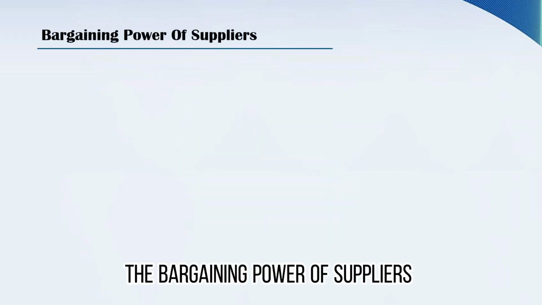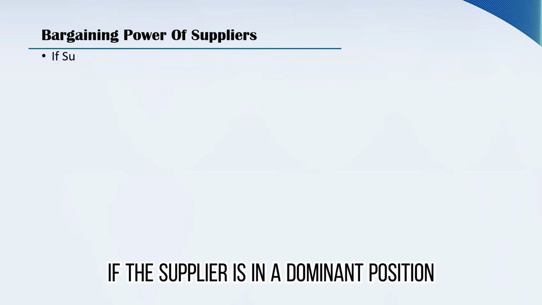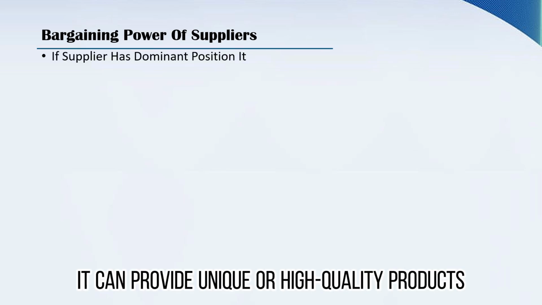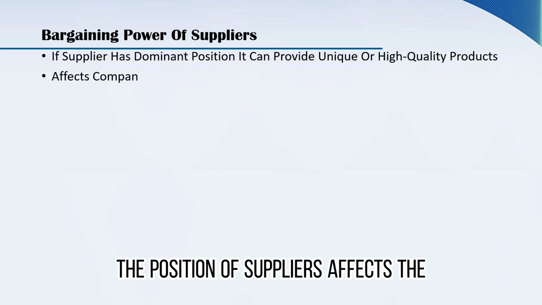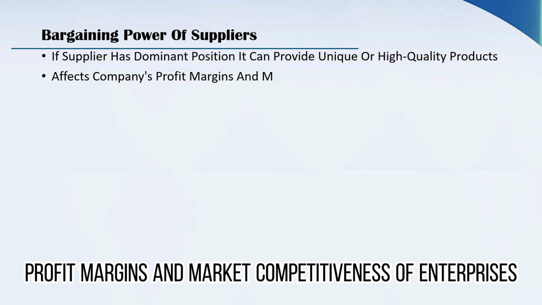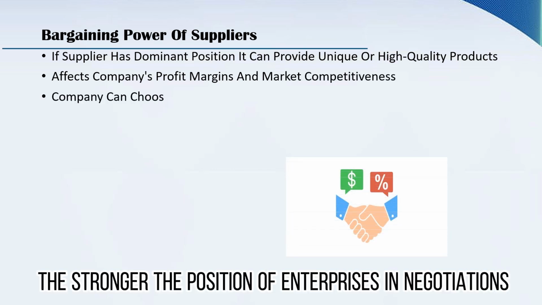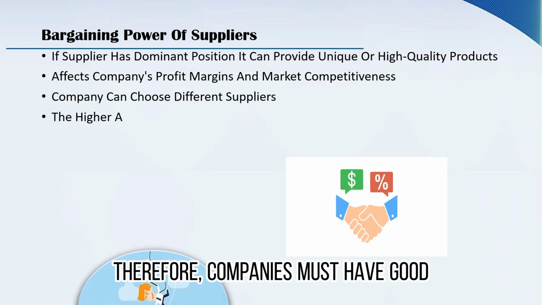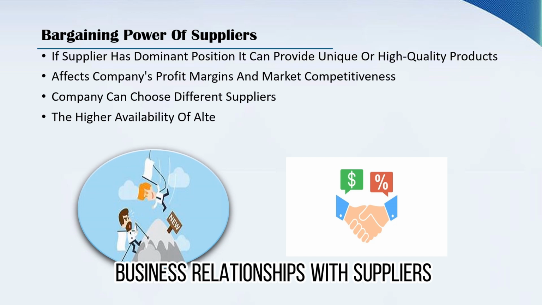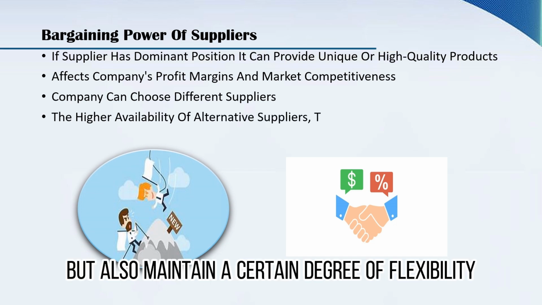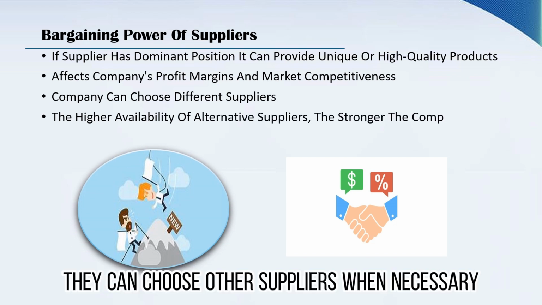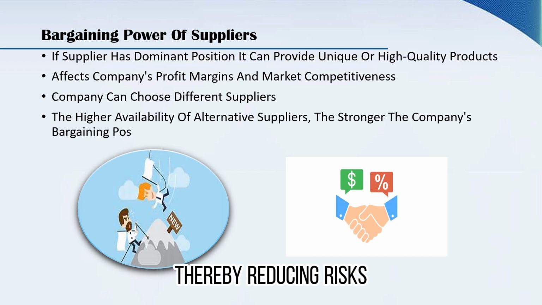The bargaining power of suppliers also plays a vital role. If the supplier is in a dominant position, it can provide unique or high-quality products. The position of suppliers affects the profit margins and market competitiveness of enterprises. The more choices of suppliers, the stronger the position of enterprises in negotiations. Therefore, companies must have good business relationships with suppliers, but also maintain a certain degree of flexibility. They can choose other suppliers when necessary, thereby reducing risks.